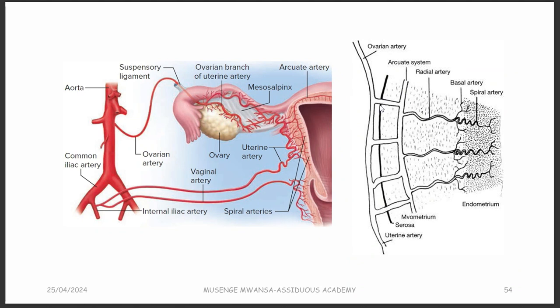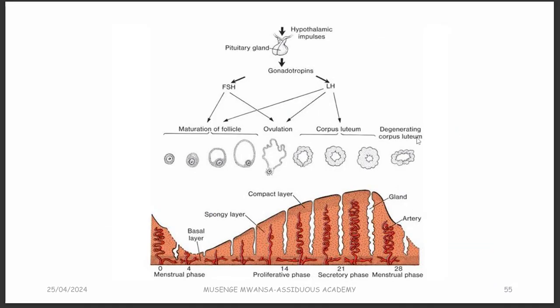You can see the arteries. This was the ovarian artery. In the basal layer, you can see these arteries which are going like that, and then they form what we call the arcuate arteries, which join like this. And then from this, we're going to have the radial arteries coming out. From the radial arteries, we're going to have now basal arteries, you can see, and then spiral arteries, which will go to the endometrium. Spiral arteries. Okay.